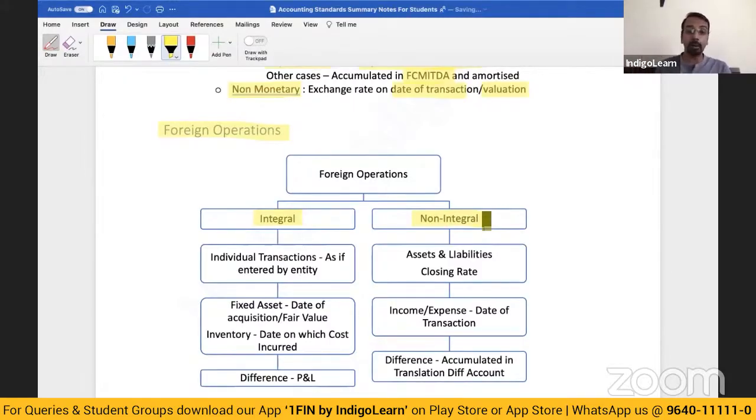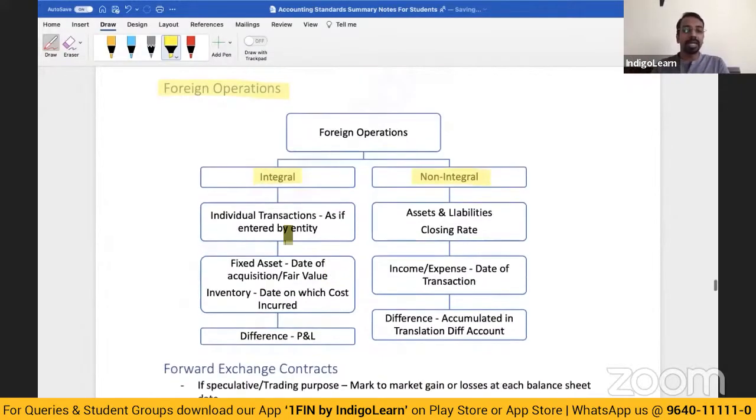But if it is an integral operation, maybe that integral branch is just selling the goods supplied by head office to that particular location. Okay, so integral means as if they are the same or extended part of the entity which we are discussing about, right? Now, because it is an integral operation, individual transaction, how should we account for? As if they are entered by the entity itself. Meaning to say, had the entity entered into those transactions, what is the principle you would have applied?